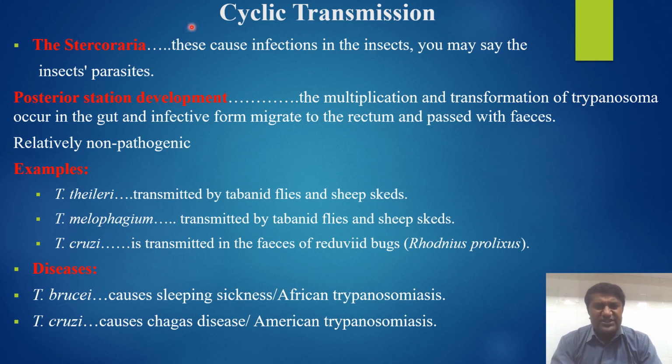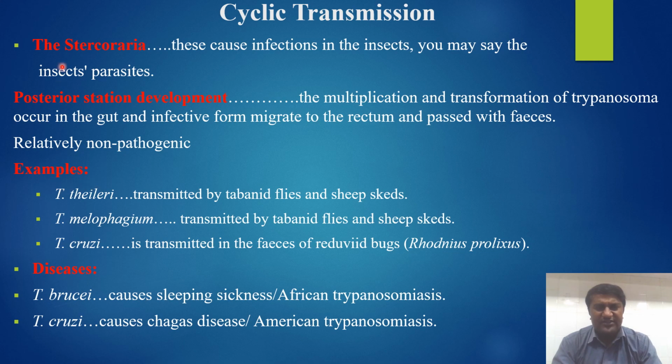In the cyclic transmission, the other group is the stercoraria. These cause infections in the insects. You may say that they are insect parasites. Another term is posterior station development. The multiplication and transformation of trypanosomes occur in the gut and the infective forms migrate to the rectum and are passed with feces. It is relatively non-pathogenic, and this is the posterior station development.